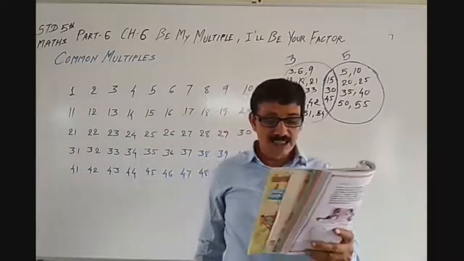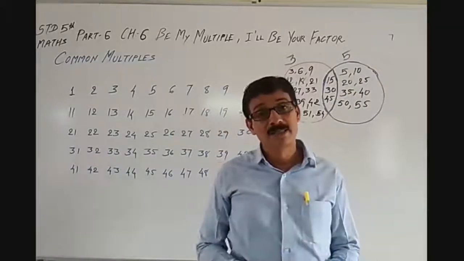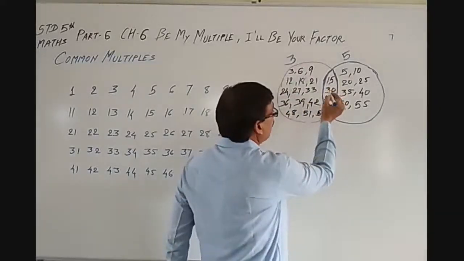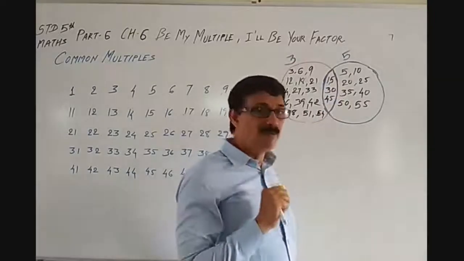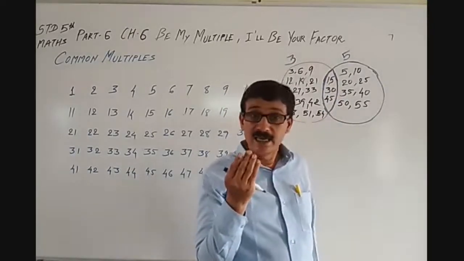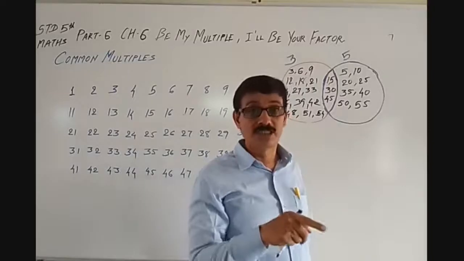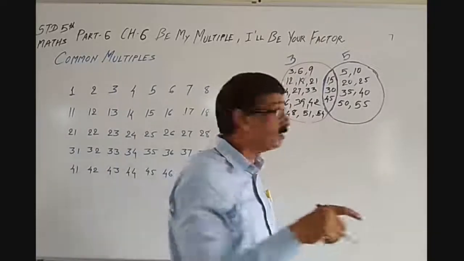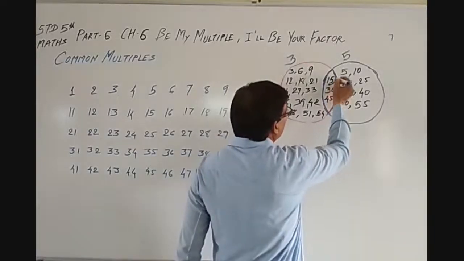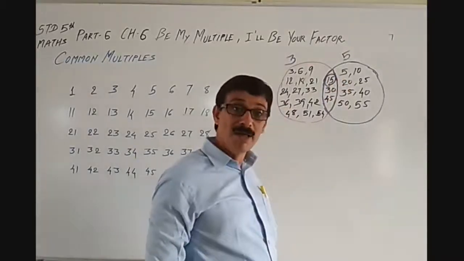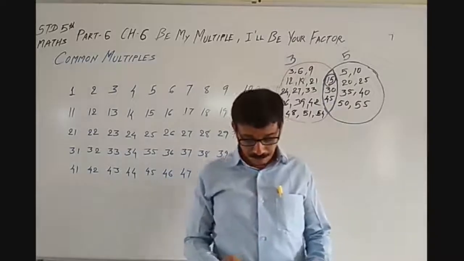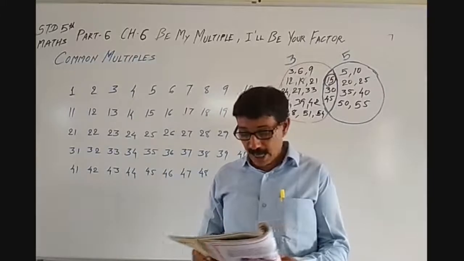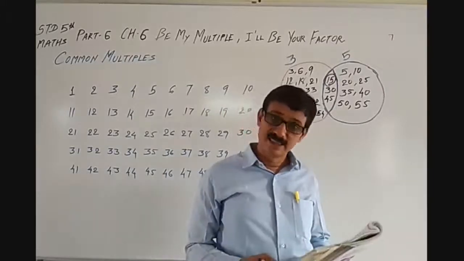Which is the smallest among these common multiples? See how many common multiples there are: 15, 30 and 45. There are 3 common multiples. Which is the smallest multiple that is common to both? So we can say 15 is the smallest among these common multiples, isn't it?